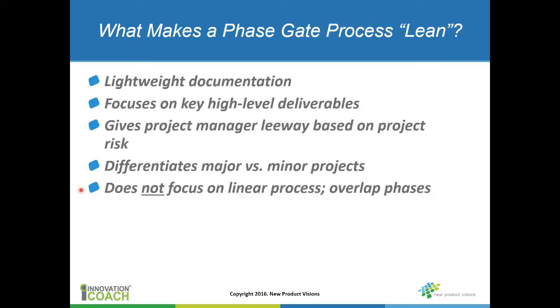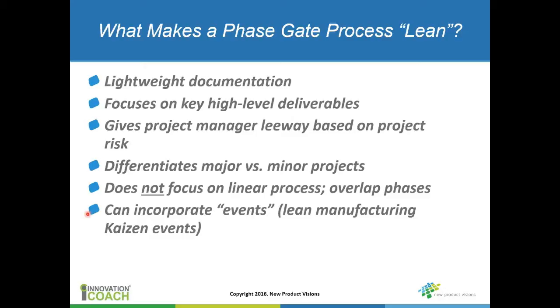And I don't think you should focus on a linear process. If you don't start the next phase before the previous phase is approved, so to speak, I think you can waste a lot of time and a lot of resources. There are a lot of occasions when you're developing a product where you need to be overlapping phases, and there's nothing wrong with that. Again, it's going to depend on how you document your process and how you think about it within the organization. You can incorporate this concept of Kaizen events, which is from the lean manufacturing world.